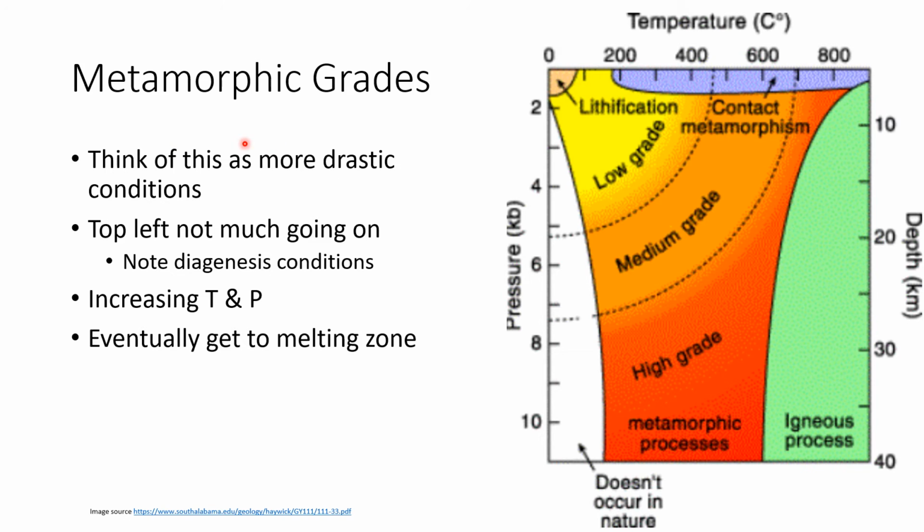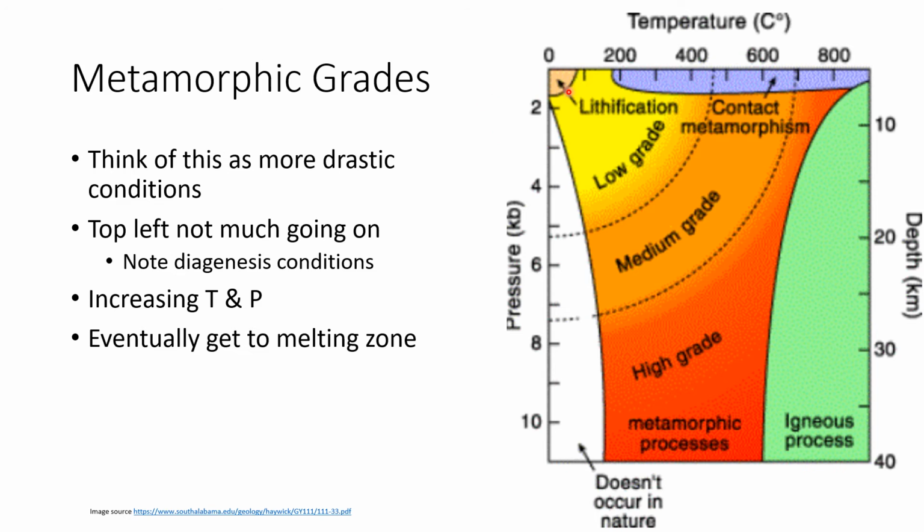So an idea we need to talk about here is different metamorphic grades. Not all metamorphism is created equal, apparently. So if you look up here in the top left of the diagram, we're very low pressure and we're very low temperature. So up here, we're just talking about normal sedimentary, let's say, conditions. So you do get lithification going on there, diagenesis.